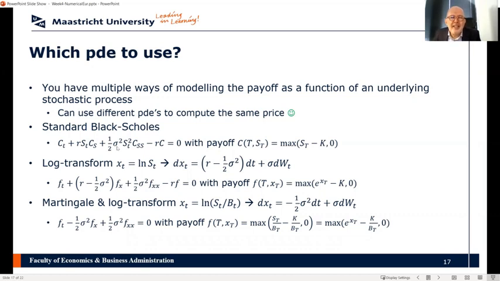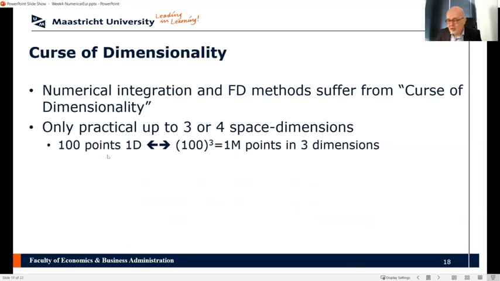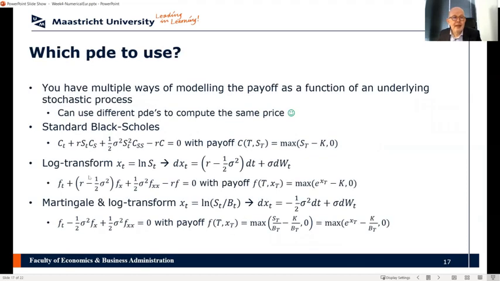So for solving PDEs, the trick is to find that transformation of the PDE that makes the coefficients in your PDE as constant as possible, because the closer they are to a constant, the nicer they are to solve numerically. So if you take this log transform, you get these two constants here, but then of course your payoff has to be redefined as the maximum of e to the power x_t.